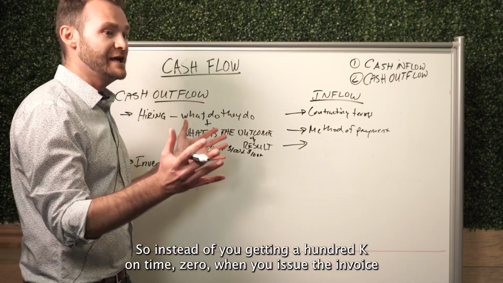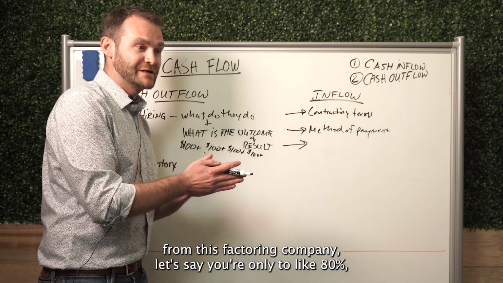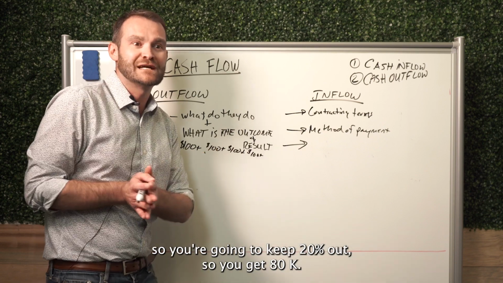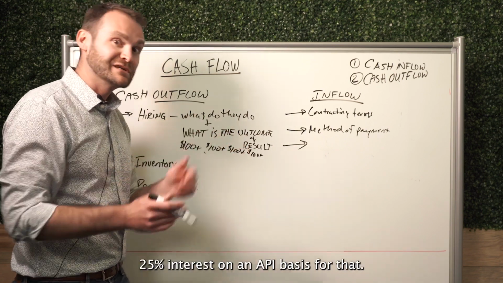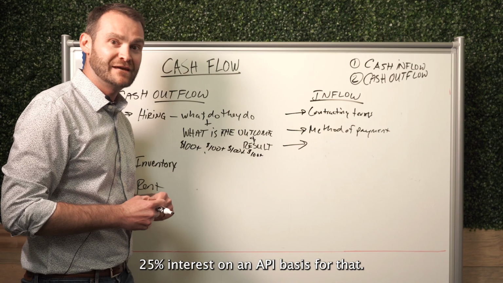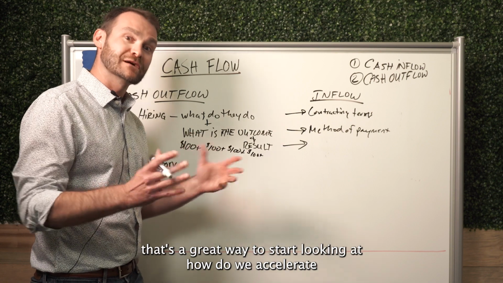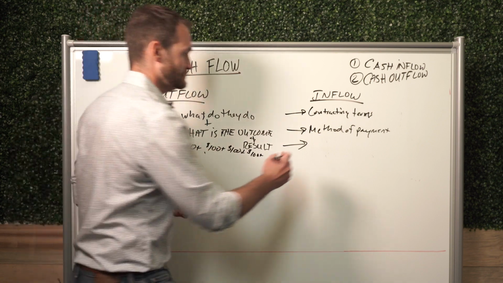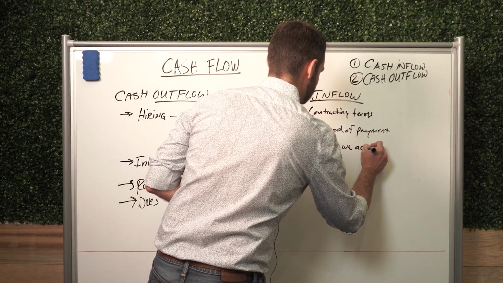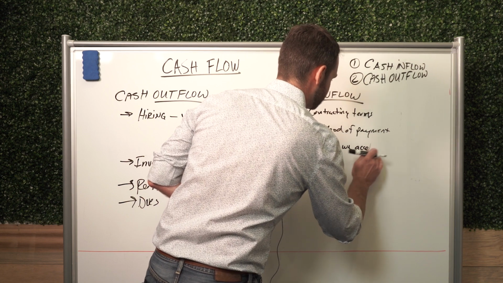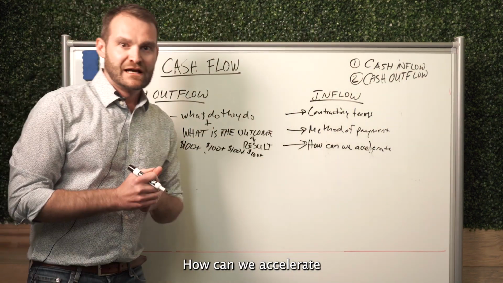So instead of you getting 100K at time zero when you issue the invoice, from this factoring company, let's say you're only going to get like 80%. So you're going to keep 20% out, so you get 80K. Well, that's vastly different. Now you're probably going to pay 20, 25% interest on an APR basis for that. But if you need the cash to make payroll, that's a great way to start looking at, how do we accelerate cash? How can we accelerate?